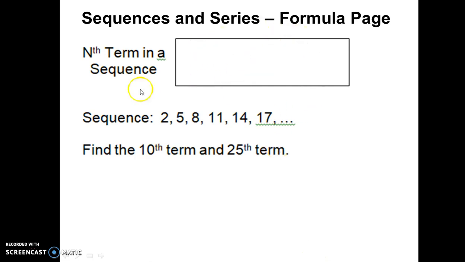So on back to your notes page, there's a page that says sequences and series formula page. We're going to just look at the first of the 4 boxes there, the nth term in a sequence, and this is for an arithmetic sequence, and the formula is here. So basically for this whole unit, you have to know 4 main formulas, and this is one of the 4 here: how to find the nth term in an arithmetic sequence. So there's the formula. Here's an example that we're going to solve using that formula.